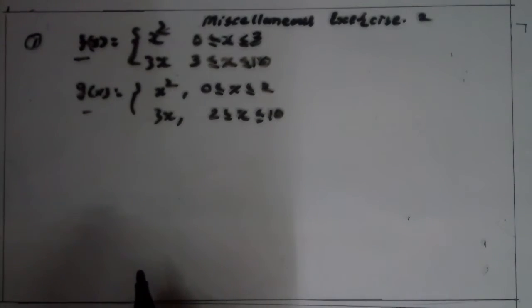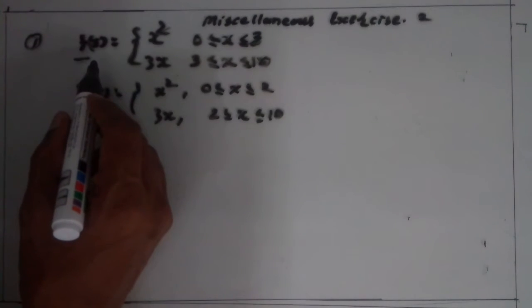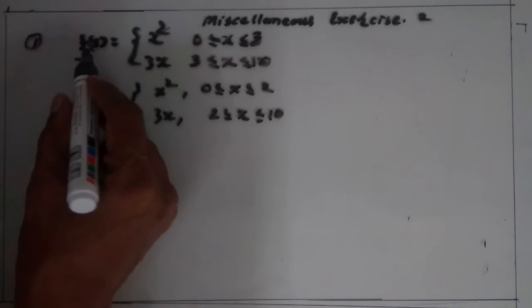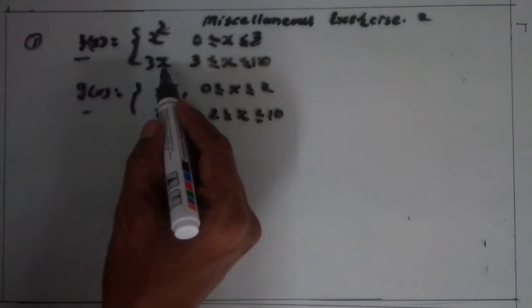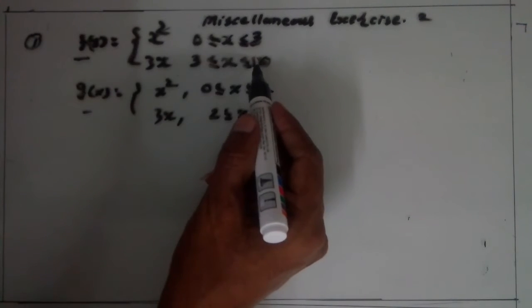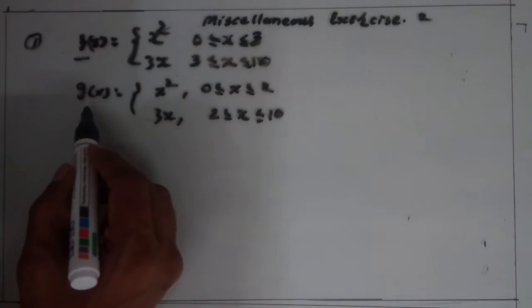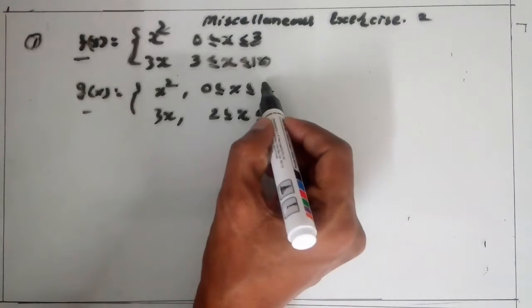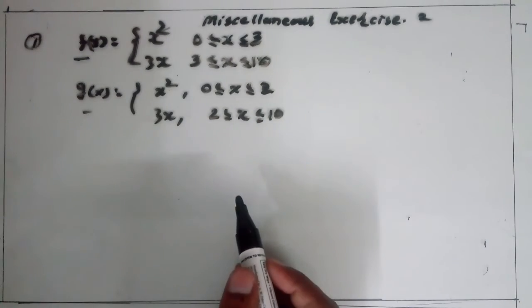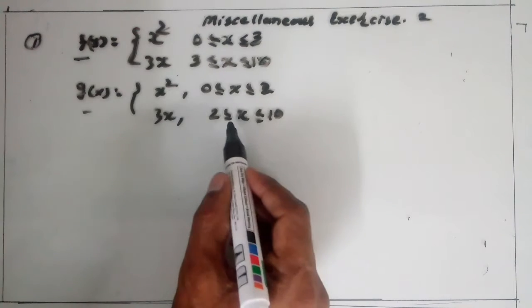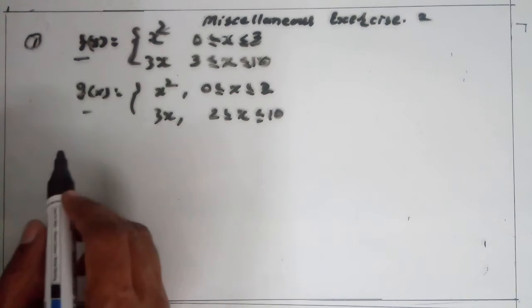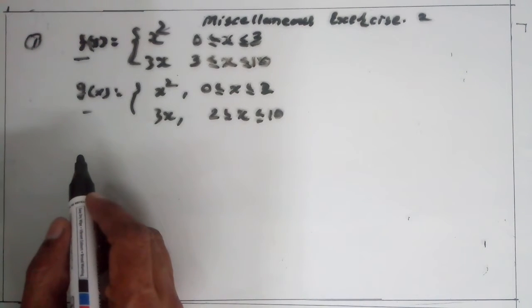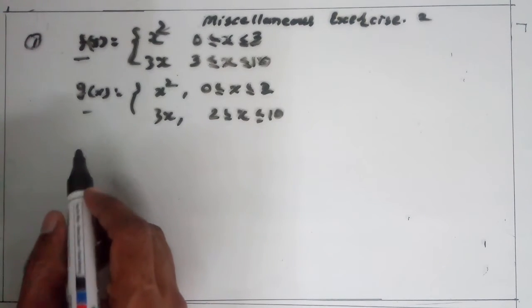Friends, now we solve questions of the miscellaneous exercise. First question: relation f is defined by f(x) = x where 0 ≤ x ≤ 3, and if x lies between 3 and 10, then 3x. And the second relation g(x) is defined by: if x lies between 0 and 2, then x square, and if x lies between 2 and 10, then 3x. Prove that f is a function and g is not a function.